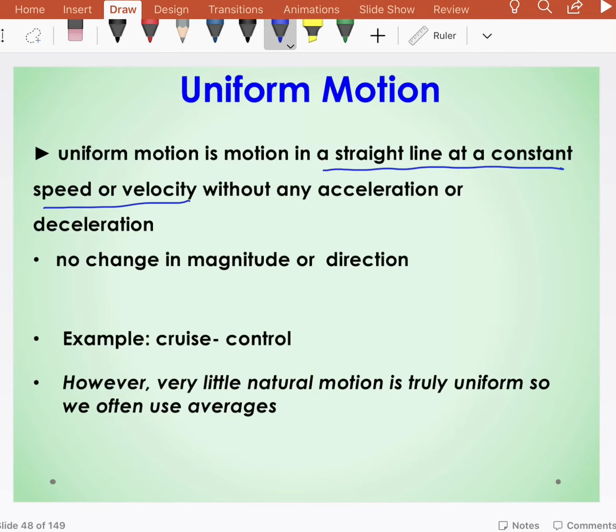Really, we've mentioned this before, very little natural motion is ever really uniform. But for this section, for simplicity's sake, we're going to be graphing, often using just averages in order to demonstrate and see what uniform motion looks like. Okay? All right, with graphing.